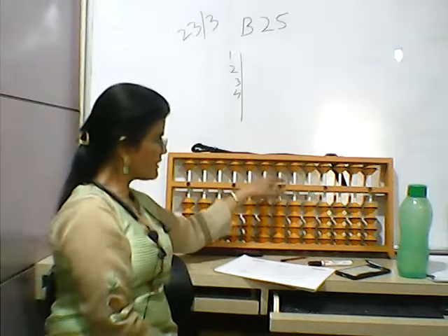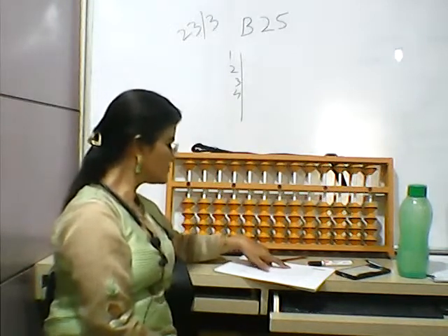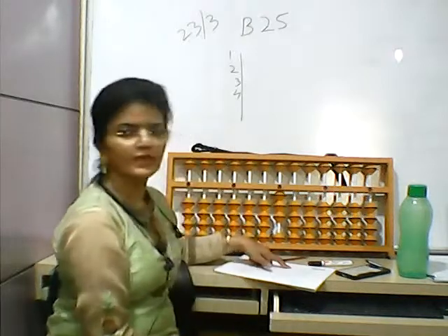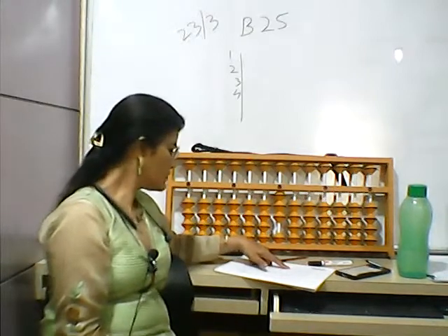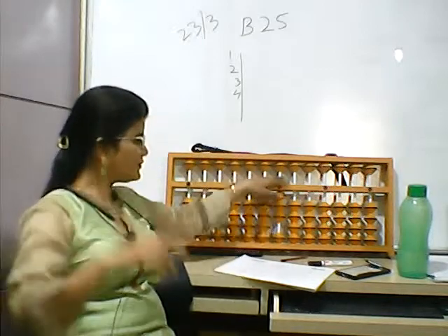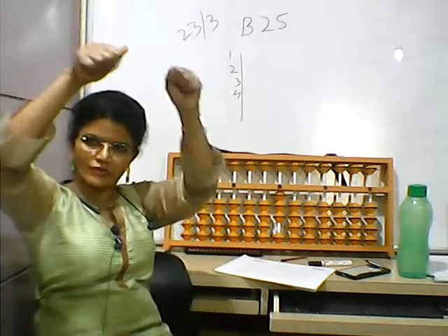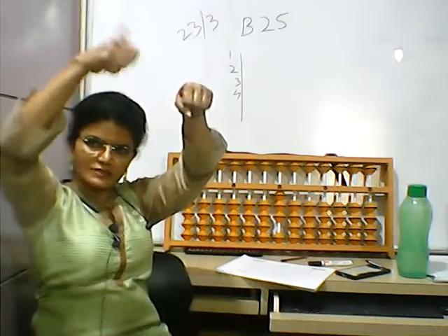Sum number 7: 3. Right thumb, 3 bills up. 9. Can you do 9 directly? No. Show 9. 9 ka friend, plus 1.